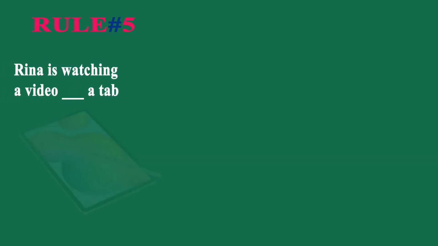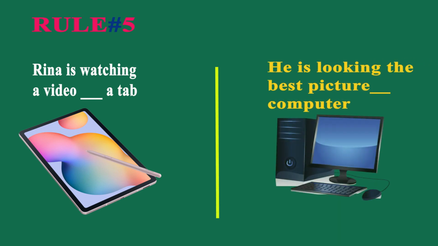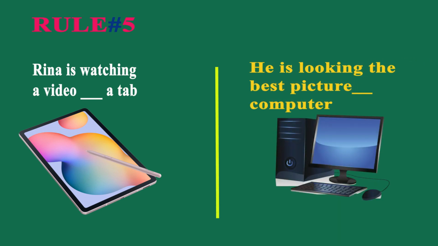Let us see some examples for better understanding. Rina is watching a video, that's a tab. Here the video is inside something, inside a tab. So we will use the preposition in. Rina is watching a video in a tab. He is looking at the best picture dash computer. So this picture is inside something. In both these cases we have seen the video or picture are inside something, so we will use the preposition in.